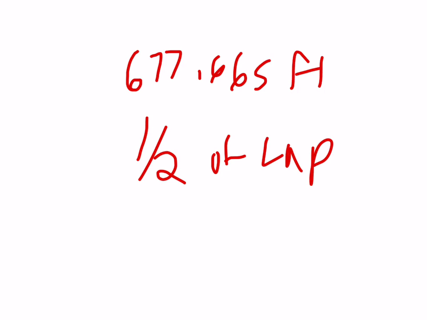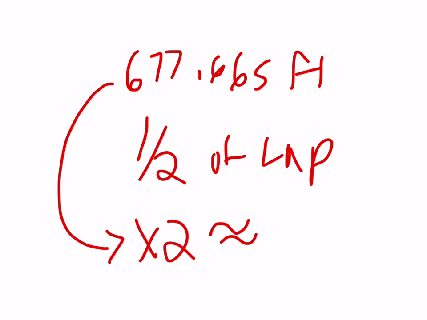So to get the full lap, since both the equations have the same formula, just different signs, they're just flipped. That means we just need to multiply this by 2, and then we get around 1,355.33 feet for 1 lap.